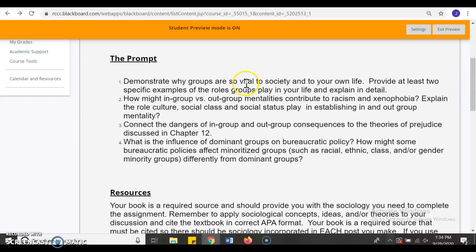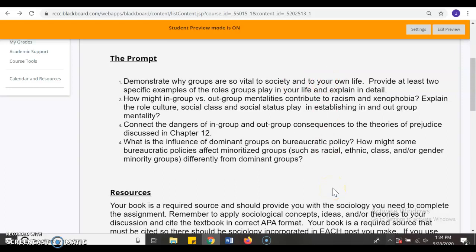So the first question you're going to talk about is to demonstrate why groups are so vital to society and to your own life. That's going to take a few sentences. That's its own thing that you need to do. So if you immediately jump into the second part and don't address this first part, you're missing something.